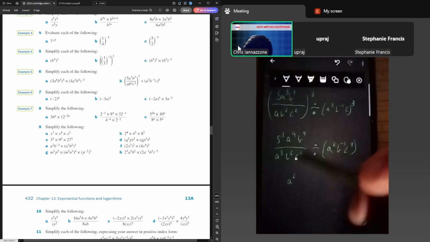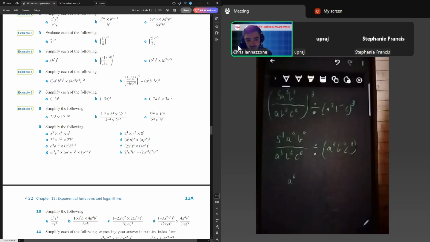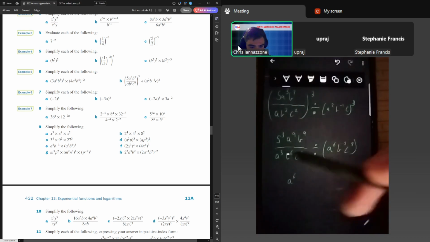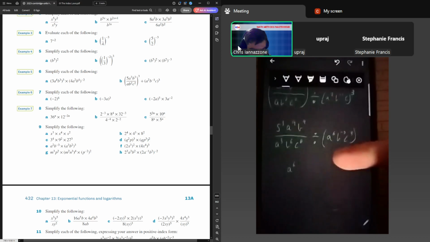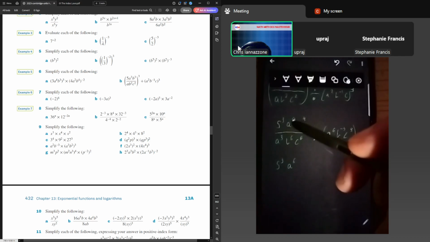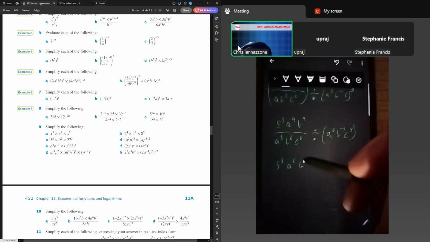If you flip them into negative indexes, it just means another line of working, which is fine. You can do it, but it's a bit more efficient to be able to recognize this as a subtraction law type thing. So we're still going to have the 5 cubed from before. A9 and A3 make the A6. B9 and B6 are going to make B3.